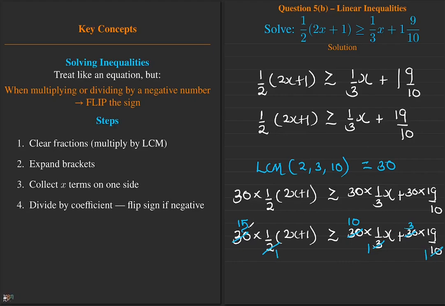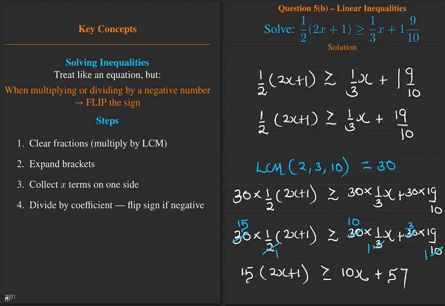So with these numbers we've gotten, they are going to multiply the terms. So we have 15 times 1. That gives us a 15. Then into a bracket 2x plus 1. We have a greater than or equal to 10 times 1x. That gives us a 10x. And then finally a 3 times a 19, which gives us a 57.